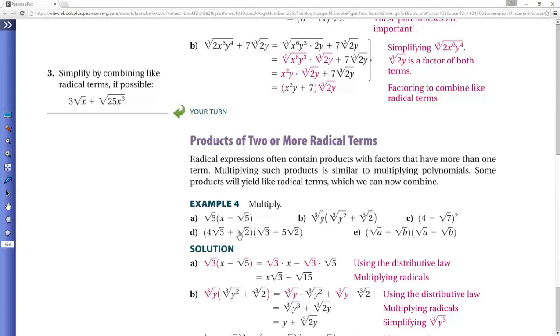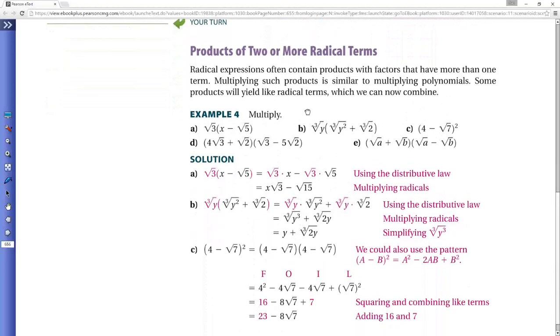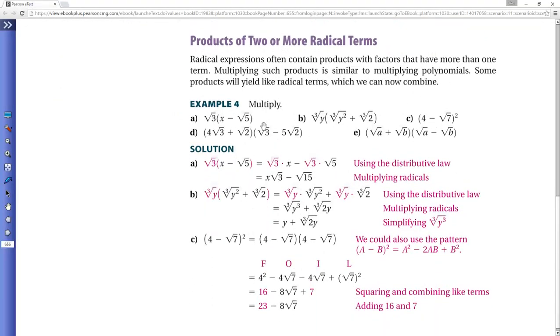Well, here we have products of 2 or more radical terms. And this is going to remind us a lot about factoring of polynomials, right? So if I have this square root of 3 times the quantity x minus the square root of 5, I can use the distributive property, and I end up with the square root of 3 times x, or usually they have the thing outside. They put that up in front, I think mostly so you don't get confused about where that top line will end. So it's x square root of 3 minus the square root of 15.